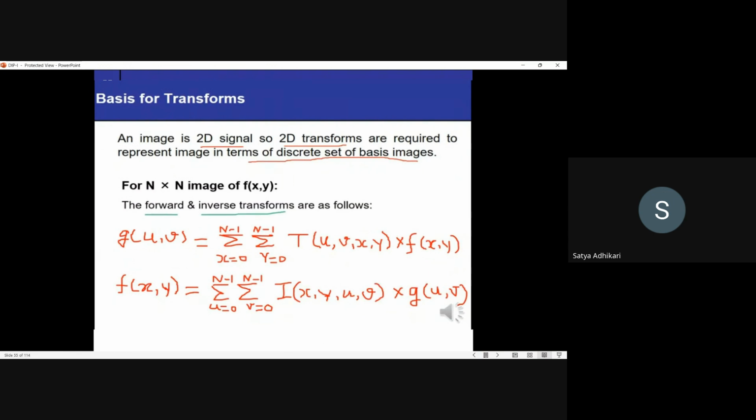You see, first is G(u,v), that is the summation of x going from 0 to n minus 1 and y going to n minus 1, T(u,v,x,y) into f(x,y). That T(u,v,x,y) is nothing but a transformation function which is multiplied by the f(x,y) value.